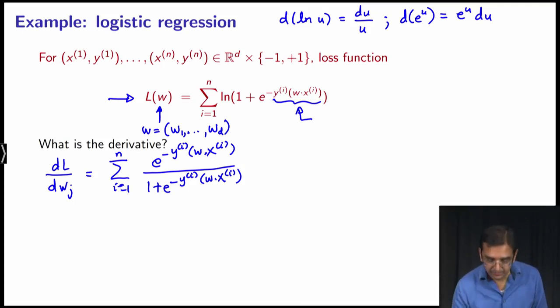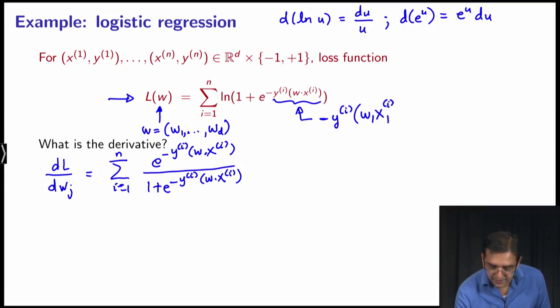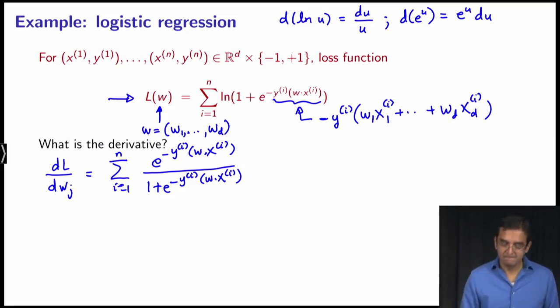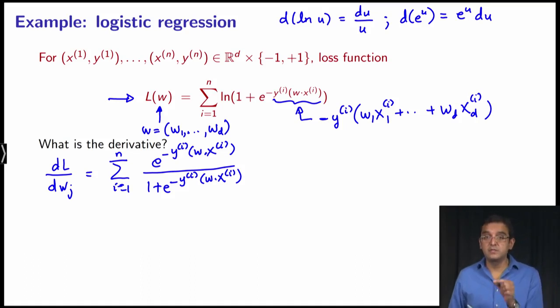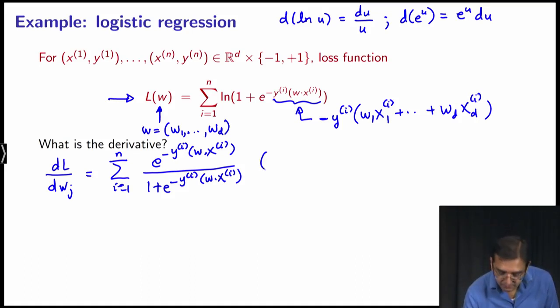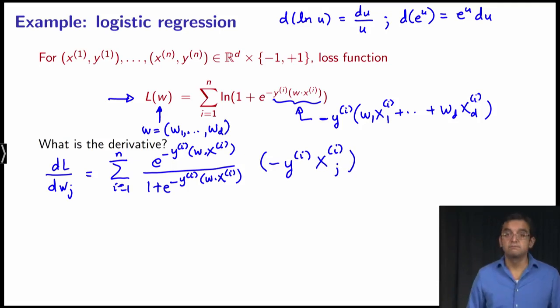Let's just expand it out. So we have minus yi times w1 times the first coordinate of xi, all the way to wd times the dth coordinate of xi. Okay, we've expanded out the dot product. And now we need to take the derivative of that with respect to wj. Well, there's only one term that involves wj. So the derivative is minus yi times xi sub j. Okay, so we've computed the derivative.